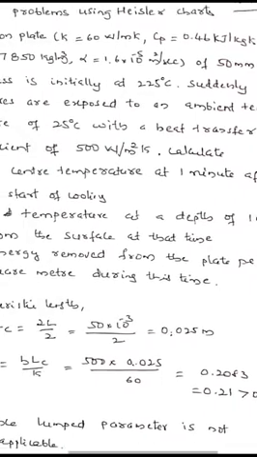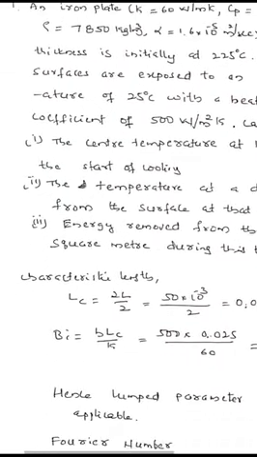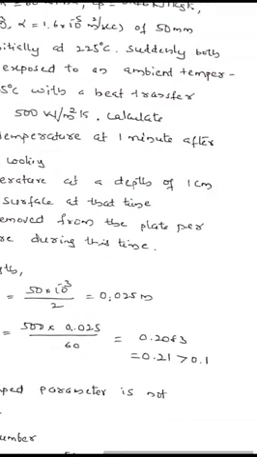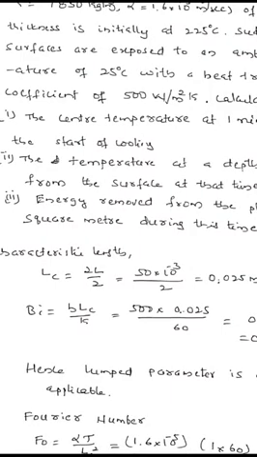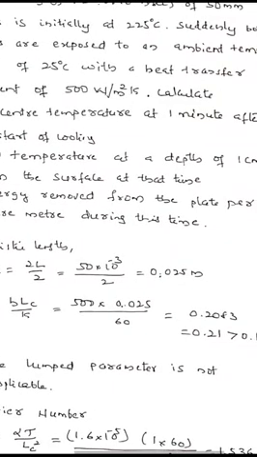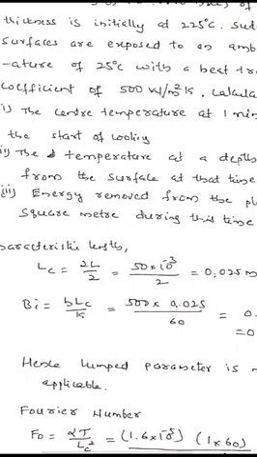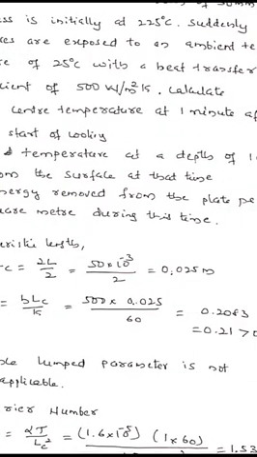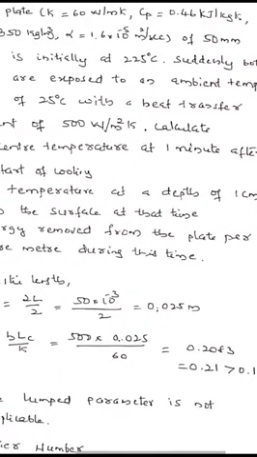Calculate: first, the center temperature after 1 minute. Second, the temperature at a depth of 1 centimeter from the surface at that time. Third, the energy removed from the plate per square meter during this time. The time is given as 1 minute.